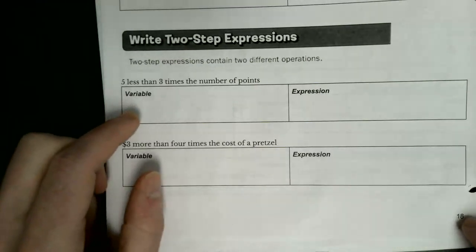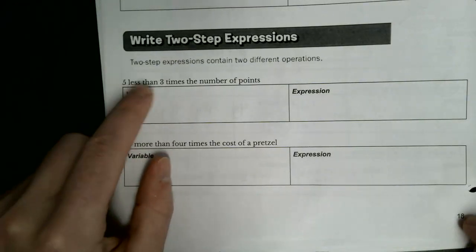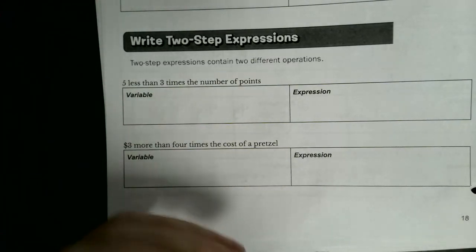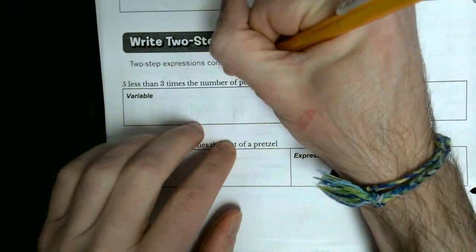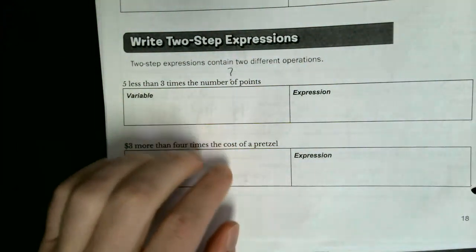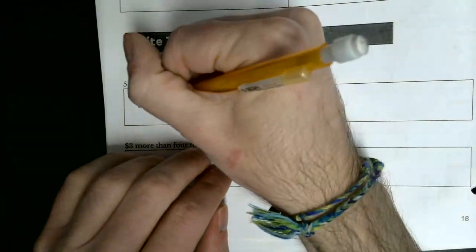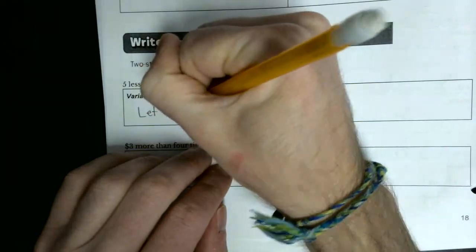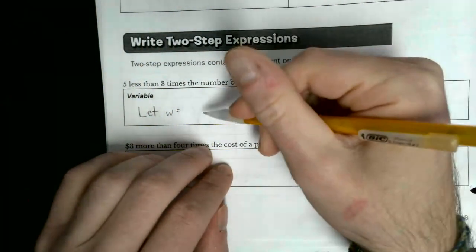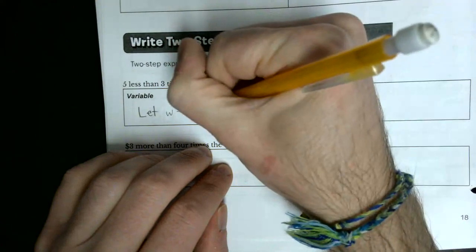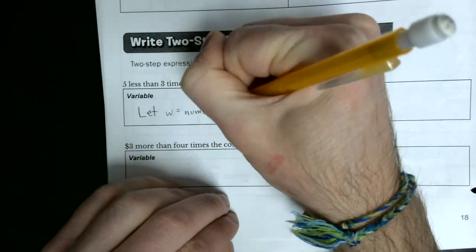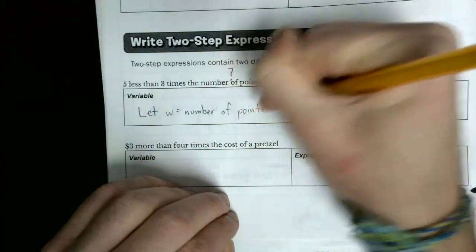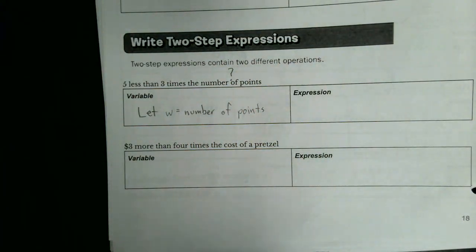I'm at the bottom of page 18, by the way. 5 less than 3 times the number of points. Well, we're going to start out the same way. What number do we not know? We don't know the number of points. So we're going to write a let statement to let us know what variable we're going to use. Let, I don't know, W, could be any lowercase letter, probably not O, or lowercase L, equal number of points. Let W equal number of points.